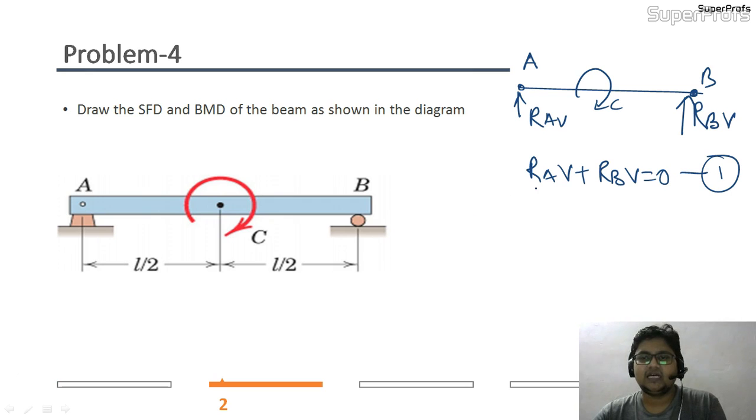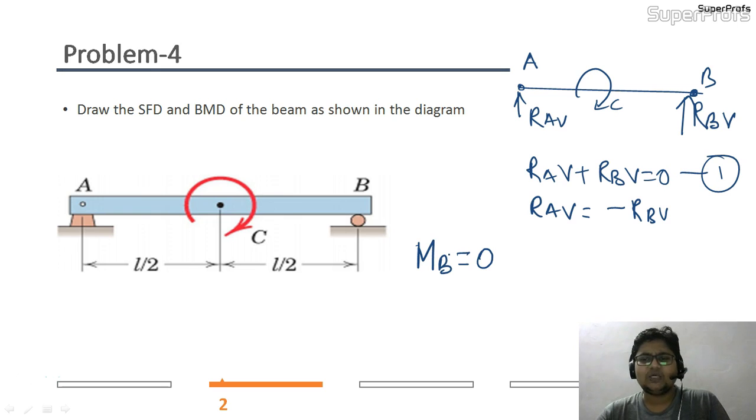Now what I will conclude from this relation is that RAV is nothing but minus of RBV. So I am getting an indication that the magnitude of these two forces will be the same, but the direction will be opposite because one is having the negative sign. Now I will apply the funda that the moment at a hinge is 0. Any hinge you take, you will get the same result. So I am taking B. So moment at B must be equal to 0.